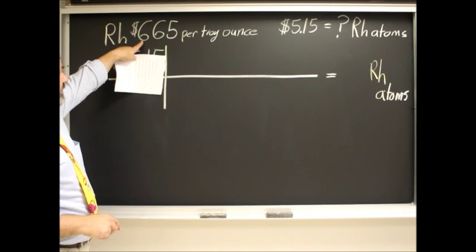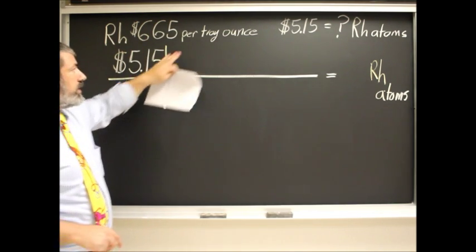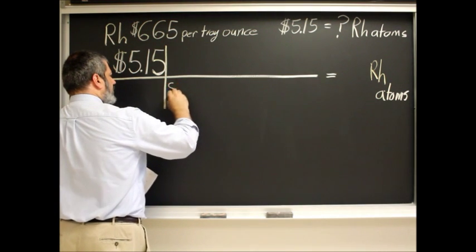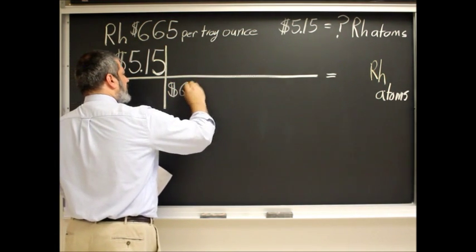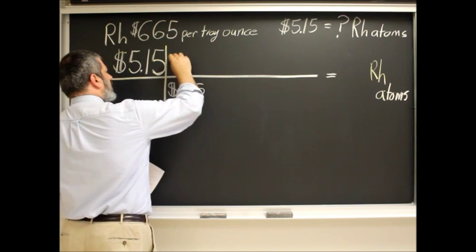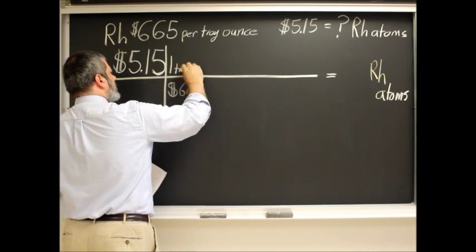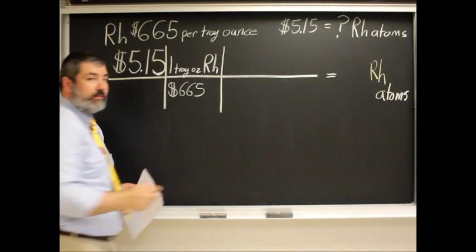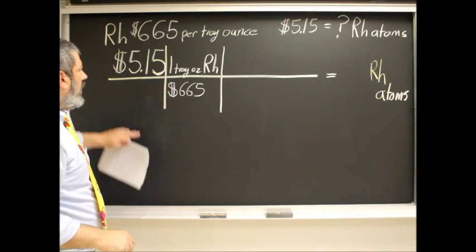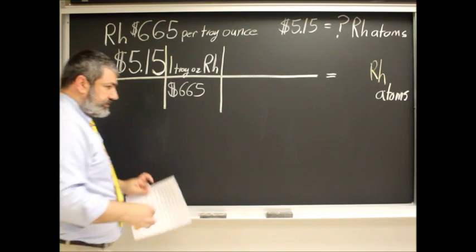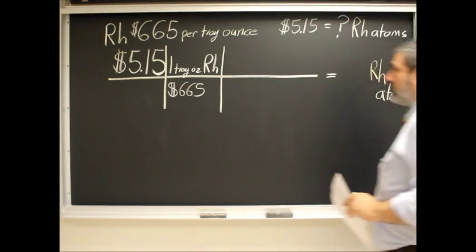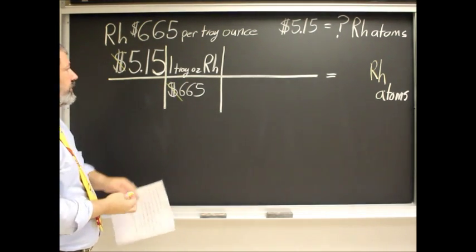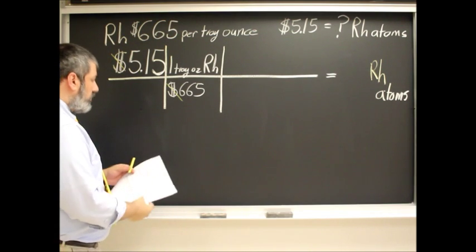So the way to read this, $665 per troy ounce of rhodium. So let's go ahead and put that in. $665 is 1 troy ounce of rhodium. We're specifically talking about rhodium, not just any mass. Dollars cancel. My current unit of measure is troy ounces of rhodium.